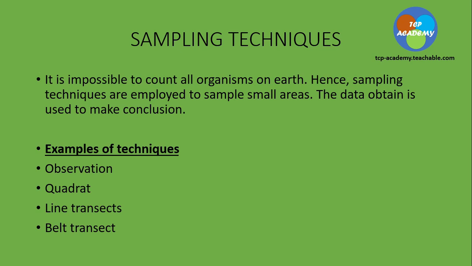Examples of techniques that we're going to be looking at in this course include observation, quadrat, line transect, and belt transect. We're also going to be looking at ways in which we could estimate population size. We're going to look at the mark and release technique. All those are going to be covered in this course. Today, we're going to be looking at two: observation, and of course, the use of a quadrat.